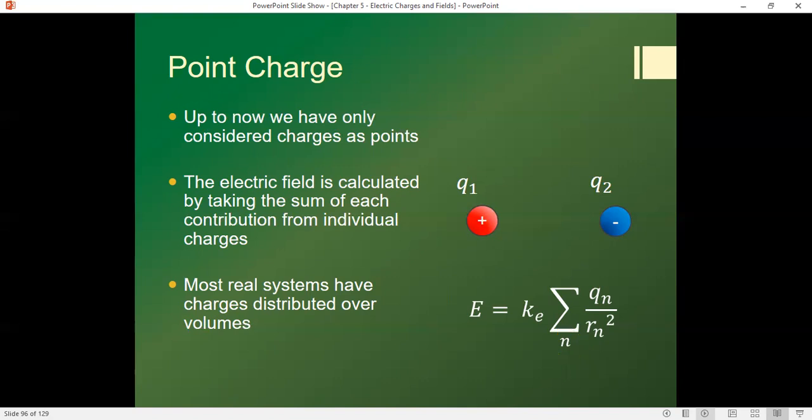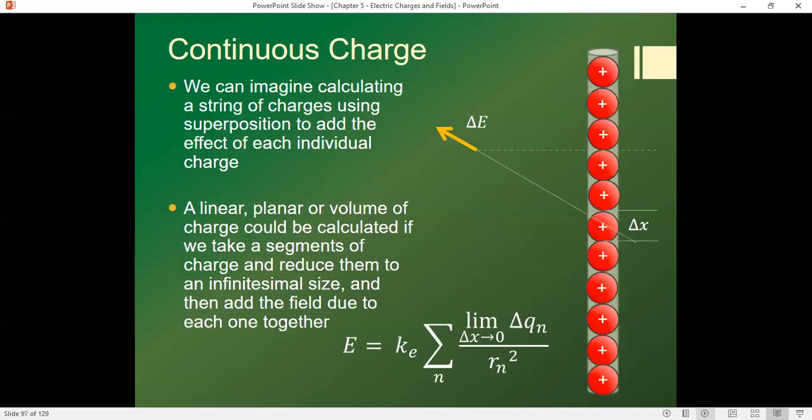Now, what happens when we have a distribution of charge? Meaning that instead of a point charge, and I know that these are spheres, but essentially they act like point charges, what if we have a long line of charges? How do we handle these cases? Well, this is where calculus comes into play. And calculus allows us to actually take many infinitesimal objects and sum them together.